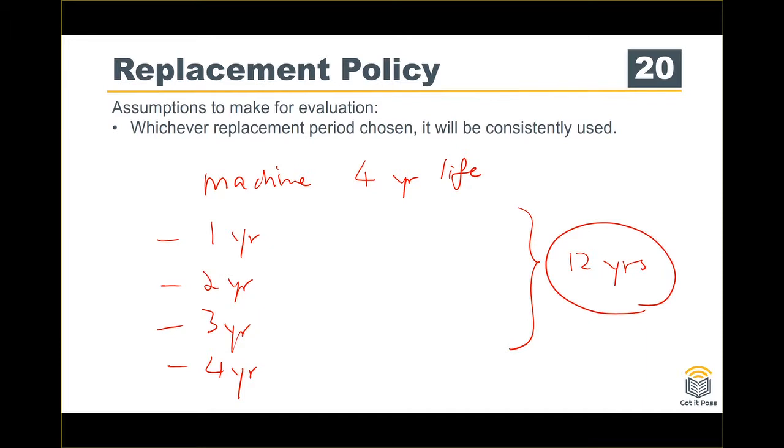If, for example, it is only 2- and 3-year policies, the common factor is 6 years. Just an example. You have to evaluate for 6 years: under the 1-year policy you have to replace many times, and under the 2-year policy, over 6 years, how many times you have to replace the machine.